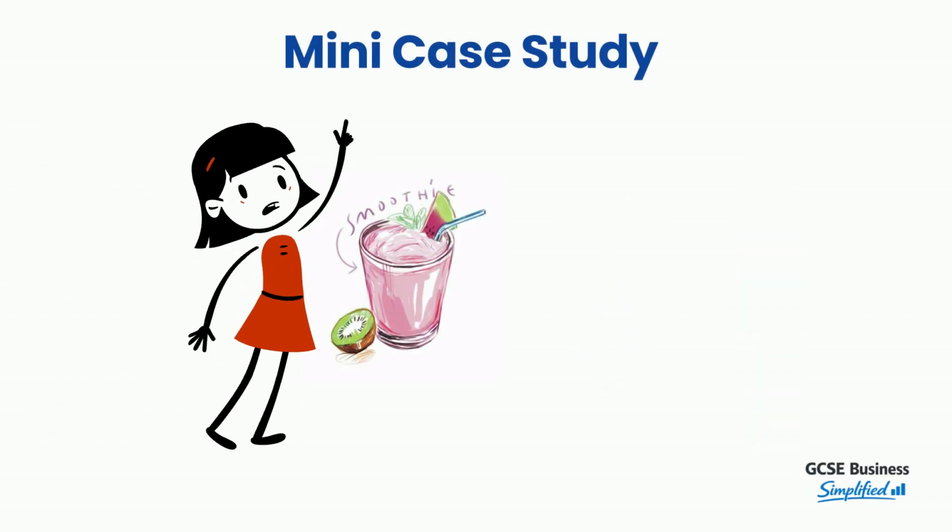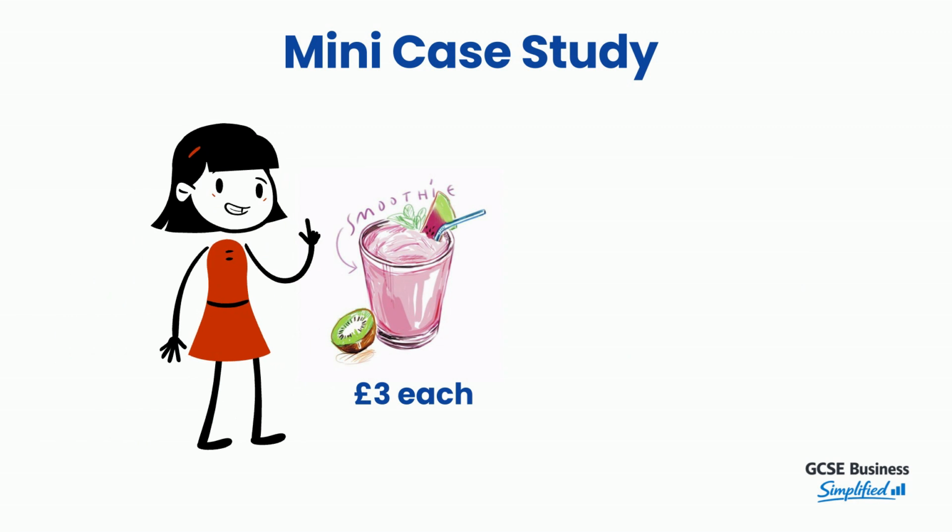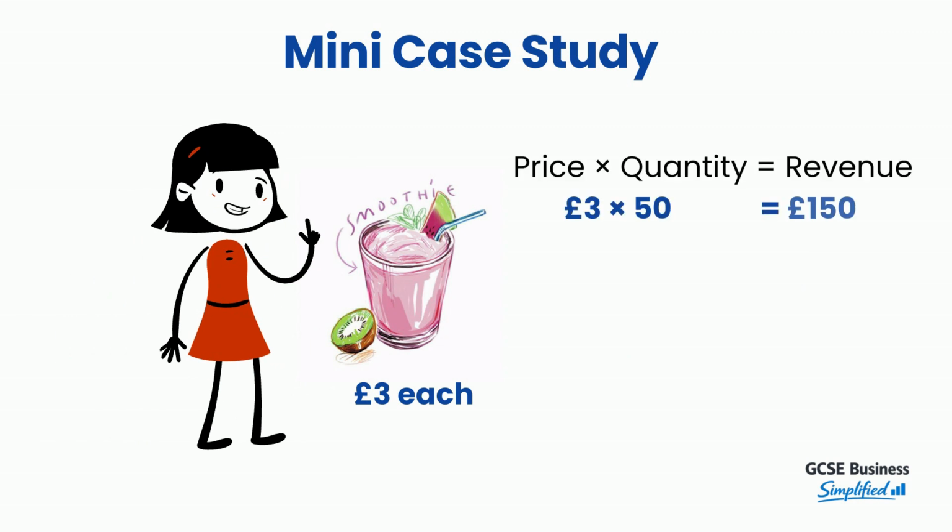Imagine a student selling smoothies for £3 each. If they sell 50, revenue is £150. Their costs are £90 and their profit is £60.